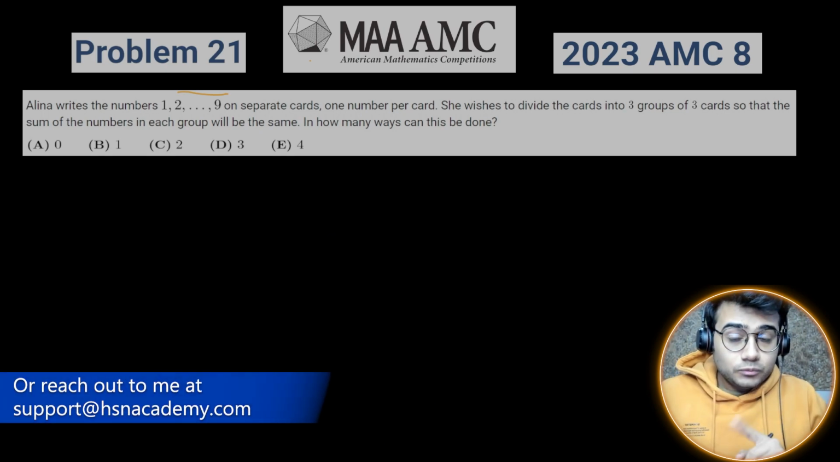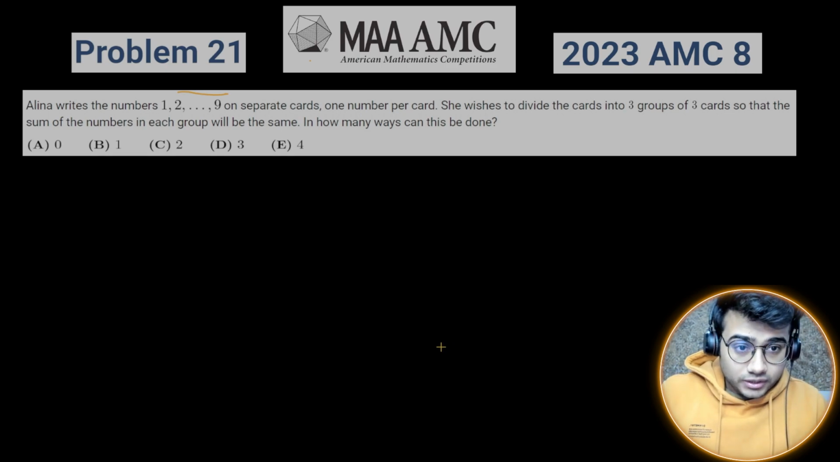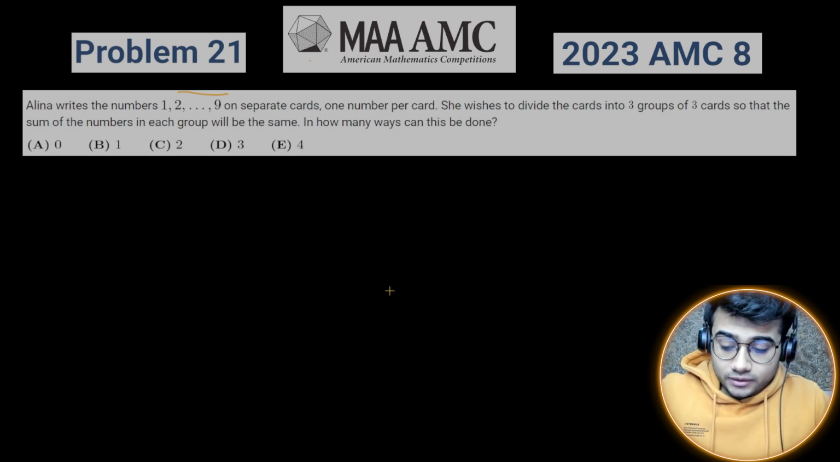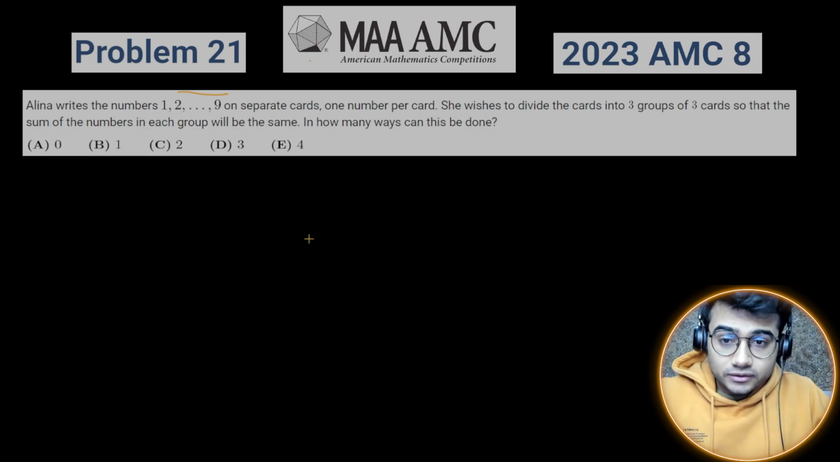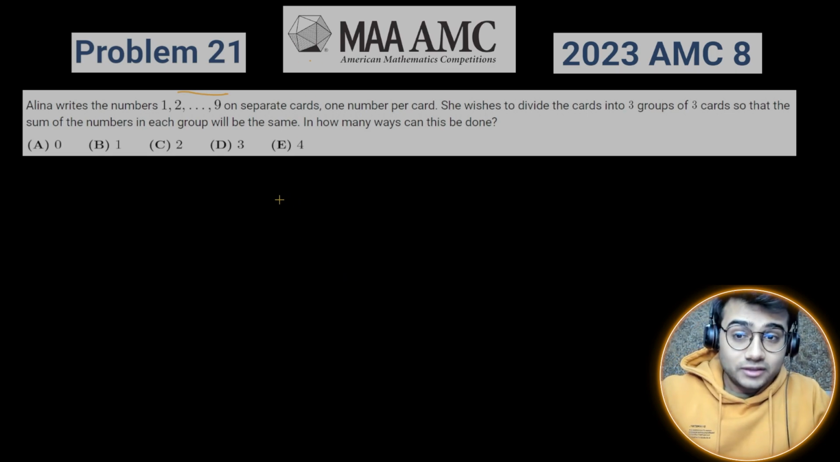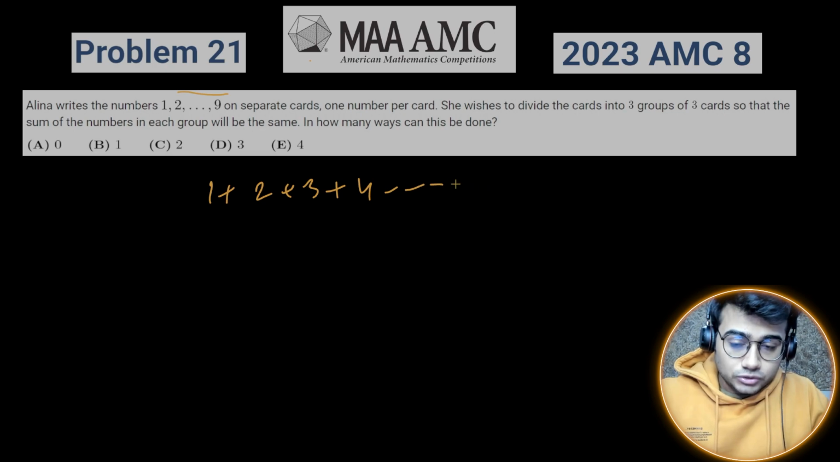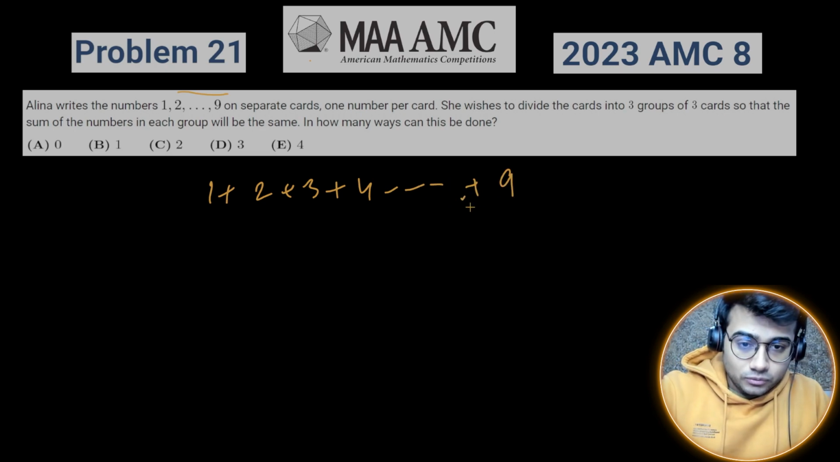So the first thing we should figure out is what is going to be the sum of that group, and that is going to be really interesting to find, because the total sum of the 3 groups is going to be the same as the sum of all 9 numbers. So what is the sum of 9 numbers? 1, 2, 3, 4, all the way up to 9. Well, actually let me write that whole thing.